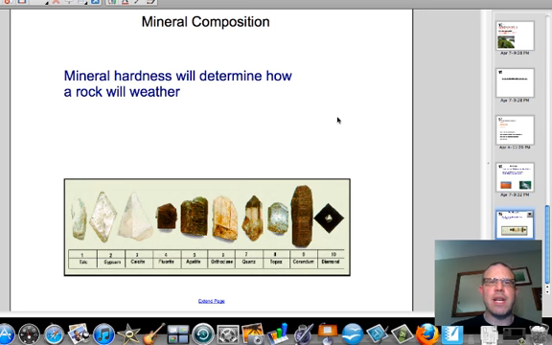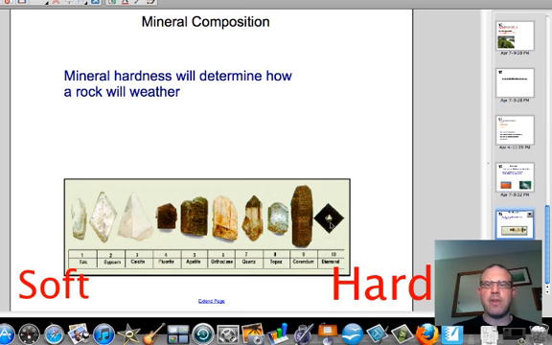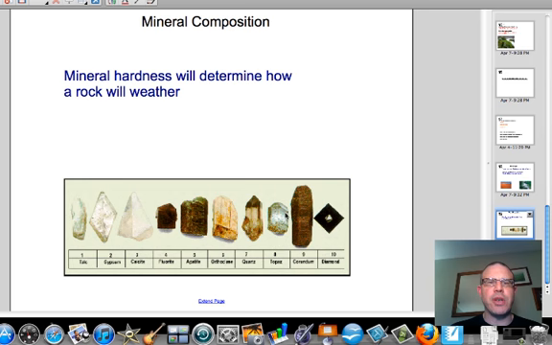The next one is the mineral composition. As we learned earlier this year, and I believe it was Unit 2, we talked about rocks and minerals. So each mineral, and here's a picture of the Mohs hardness scale as a little review, goes from talc, which is very soft that you can scratch with your fingernail, up to diamond, the hardest known substance to man. Those are going to affect how well, or how fast, I should say, a rock is actually going to weather.